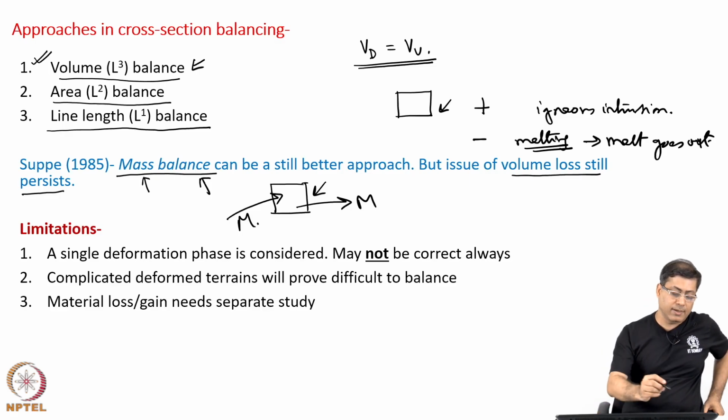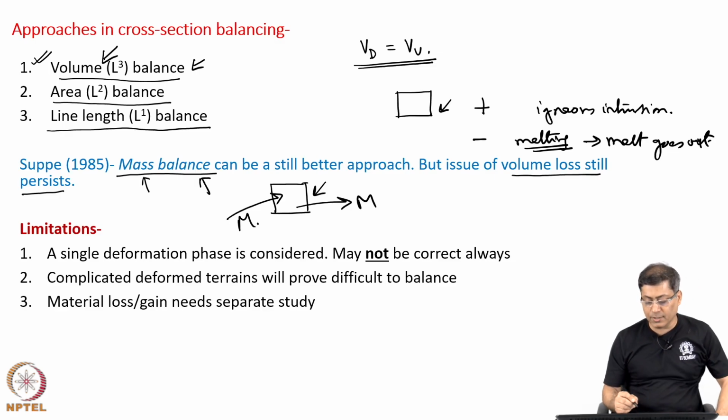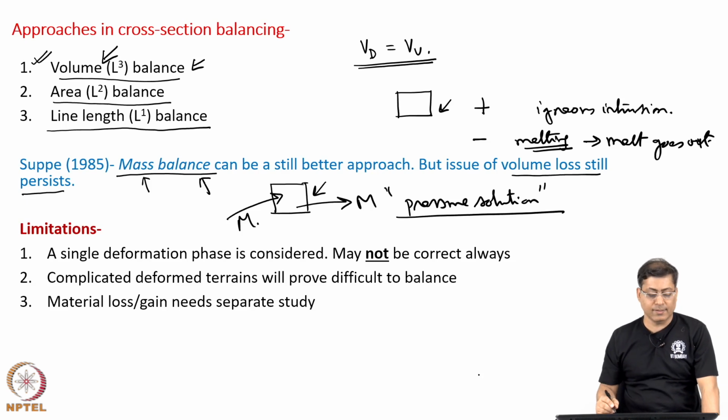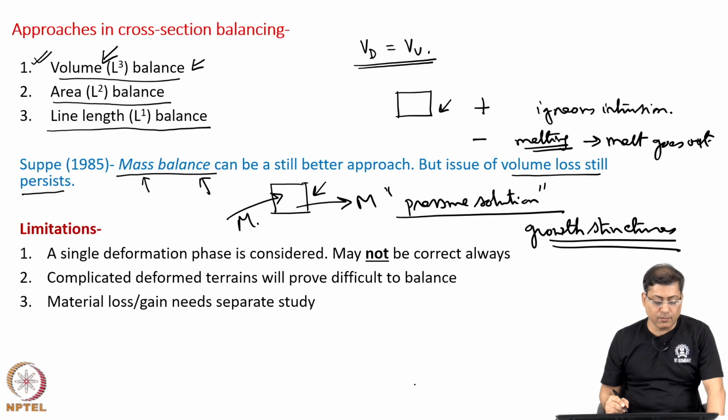Is it possible to understand that there is a volume loss or volume gain? Pressure solution is one activity that can be picked up from thin sections and that can indicate the role of fluid. Fluid has come from outside. Then various growth structures can indicate addition of mass from outside. So, in such cases it becomes difficult to balance.